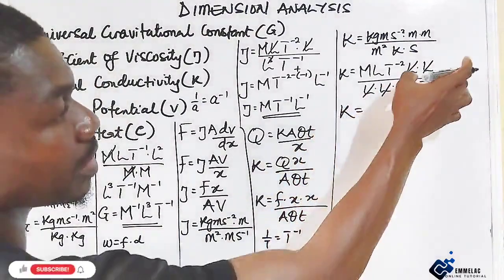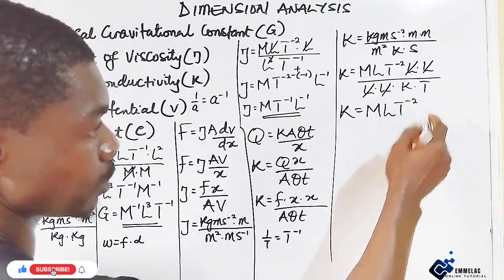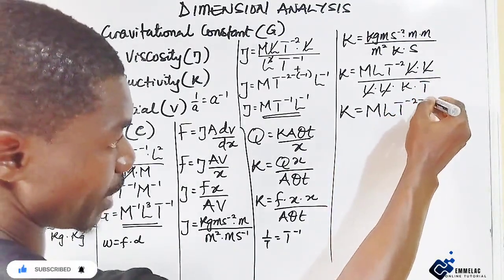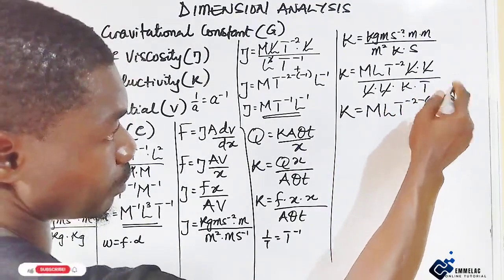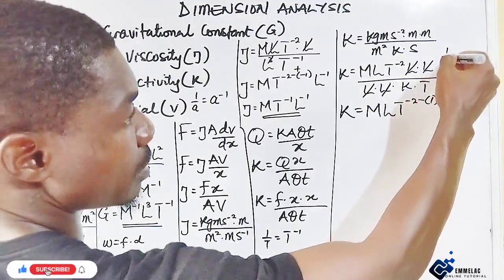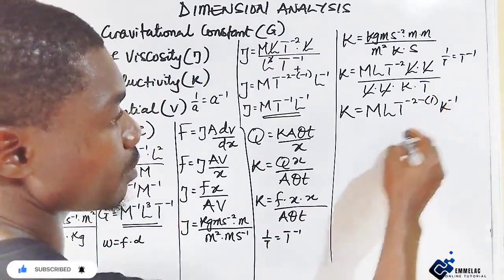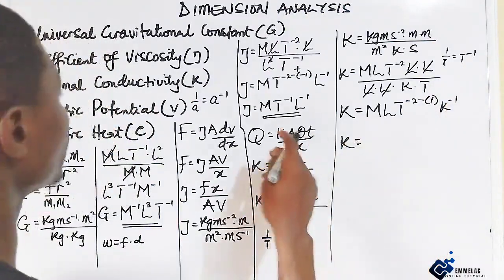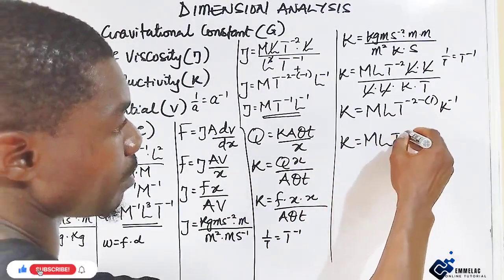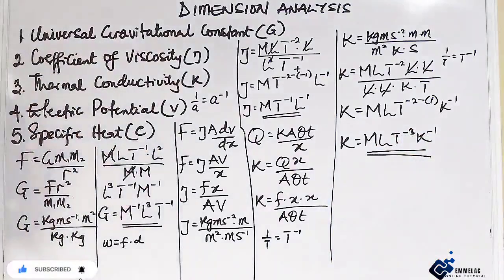Now after cancelling this and this, here you have M, L, then T raised to the power minus 2. Now take note that this is T raised to the power of 1. So here you have, because of the division sign, minus 1, because 1 over T equals what? T raised to the power minus 1. So here we have also K raised to the power minus 1. So our K here, which is the conductivity, we have M, L, T raised to the power minus 3, then K raised to the power minus 1. This is the final answer.